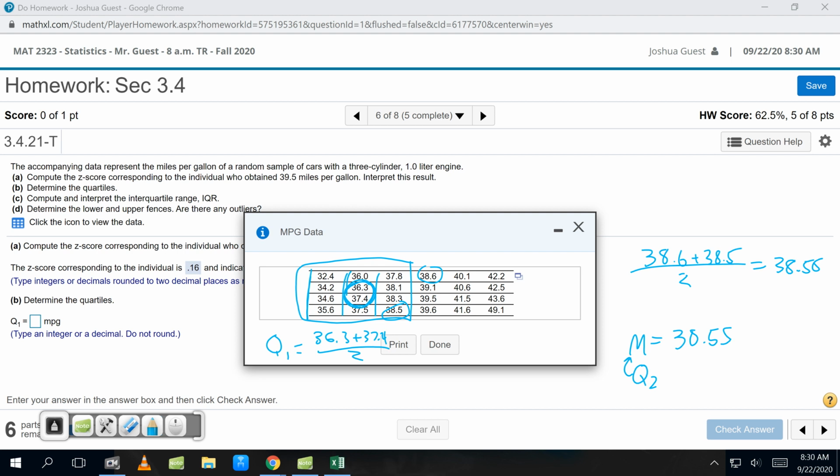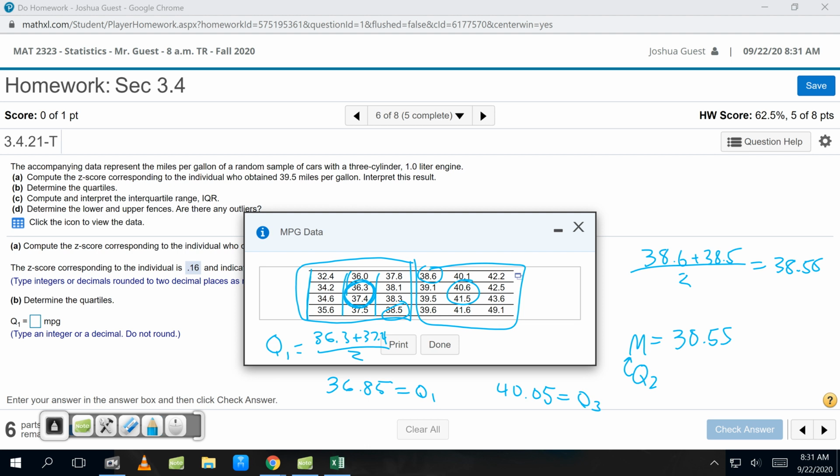And that's going to be 36 point, let's see, 4 and 4 is 7. So 36.85. If that's not right, somebody can check it, make sure. That doesn't look right. 5, 5, and 5, 5. That is right. Okay, 36.85. And then Q3 is the same thing. You come over here and you're going to take these 2 right here, 41.5 and 40.6, which 4 and 4, 40.05 should be Q3.